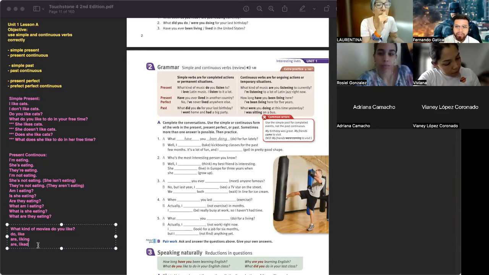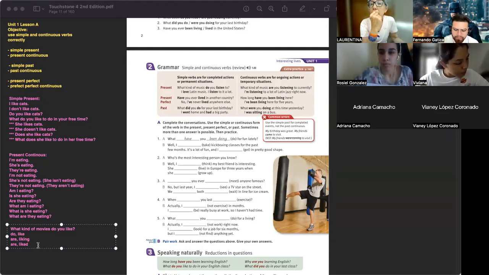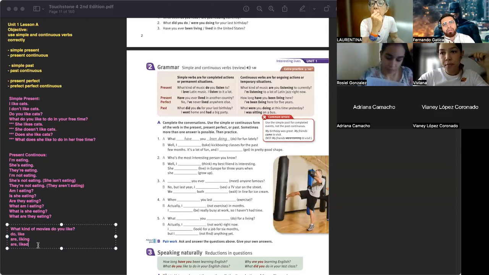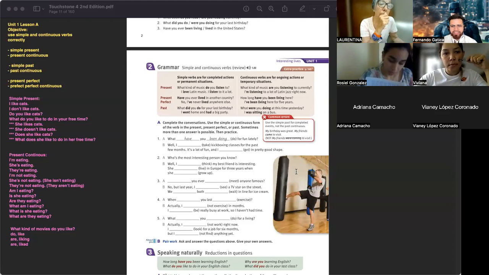Good. ¿Qué tipo de carros te gustan? What kind of cars do you like? Excellent. Remember that, that's for general questions. What kind of clothes do you like? What kind of phones do you like? What kind of houses do you like? What kind of food? What kind of pets? What kind of dogs? Remember that. If you remember this, you'll be okay for one question on the test.